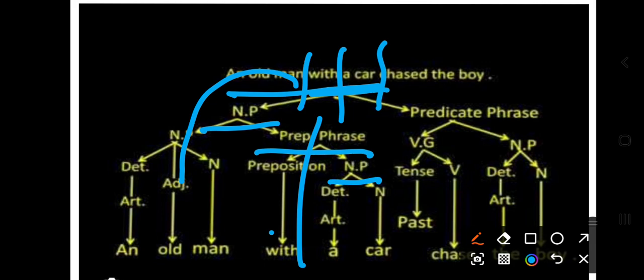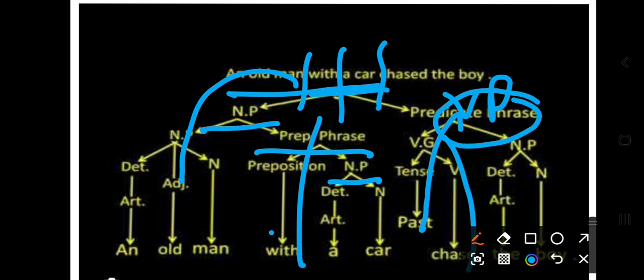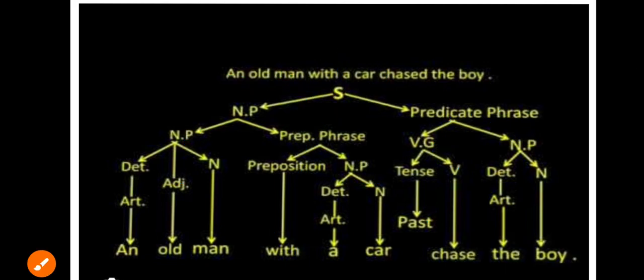Okay, now chased the boy. Chased the boy is the predicate phrase, or directly you can write that it is a verbal phrase, right? Chased is the past tense, and then the boy is a noun phrase. This way also you can solve it. So that's a little idea.